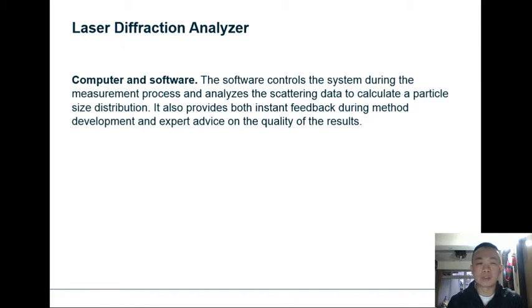Finally, we have the computer and software. The software controls the system during the measurement process and analyzes the scattering data to calculate a particle size distribution. It also provides both instant feedback during method development and some advice on the quality of results. So after the optical bench picks up all the signal, it sends the signal over to the computer and software, which generates a series of calculations, and you end up with a particle size distribution.